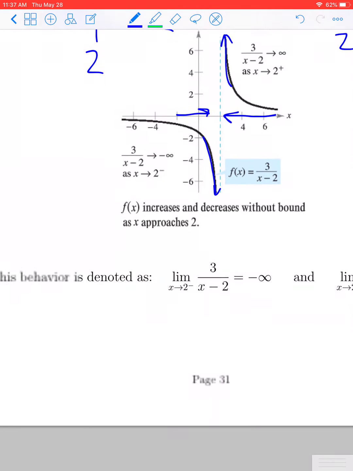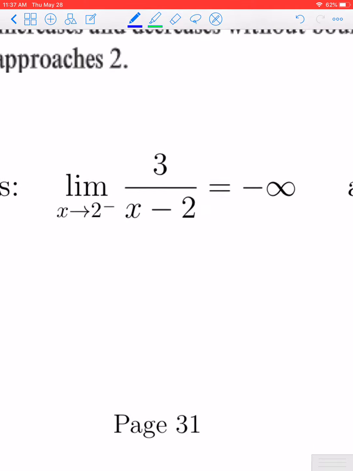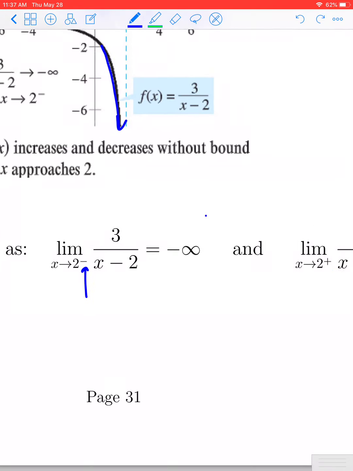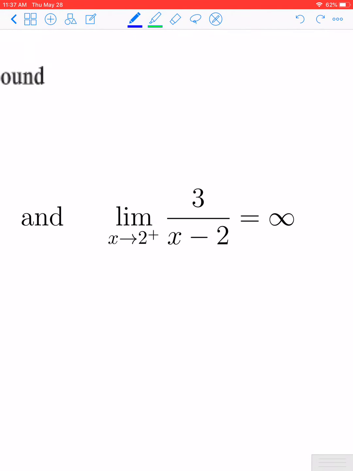And we can represent this with the limit notation. We will write that the limit as x approaches 2 from the left of 3 divided by x minus 2 is negative infinity. And we will also write that the limit as x approaches 2 from the right of this function equals positive infinity.